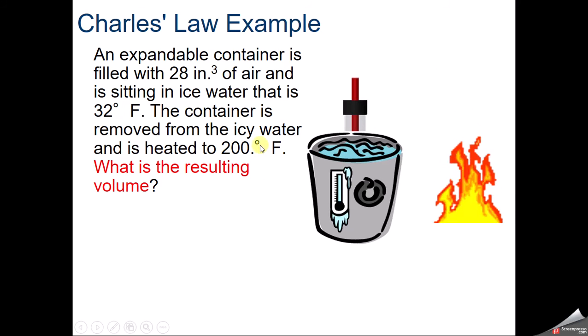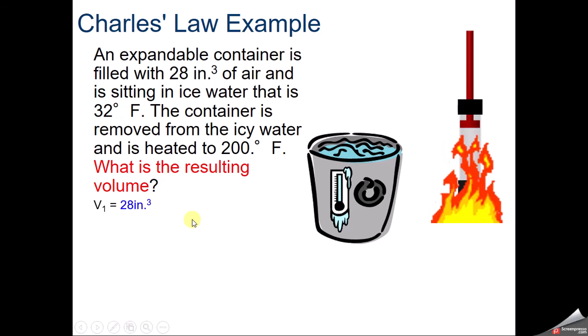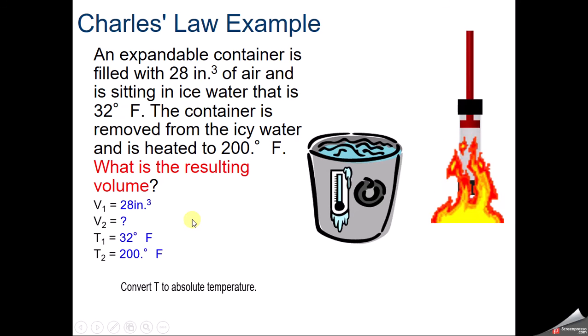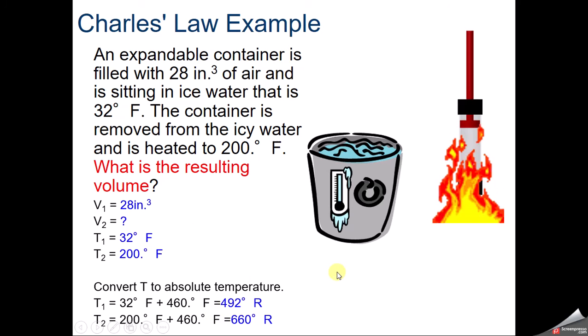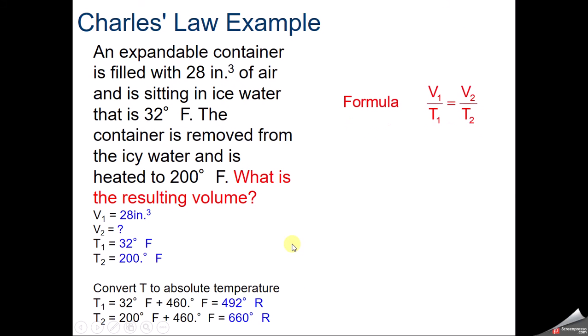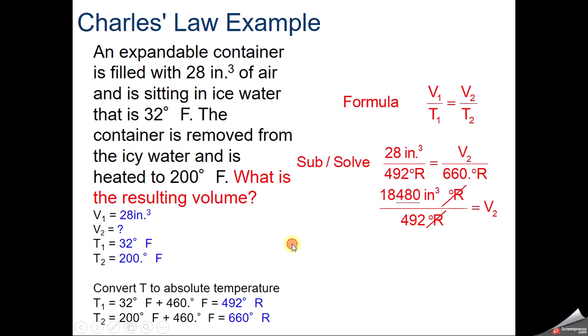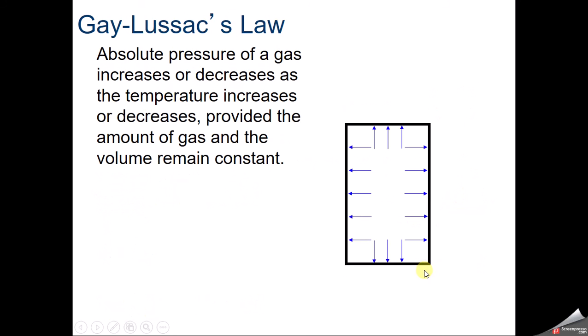So here, they give you the information: 28 cubic inches, 32 degrees Fahrenheit. We want to heat it to 200 degrees Fahrenheit and find the resulting volume. Those temperatures don't work as they are. Calculate those absolute temperatures by adding 460. Plug it into our formula, plug, chug, solve. Again, don't worry about sig figs. Go and actually use the answers when you're using it on the Learn page. You've got your final answer there.